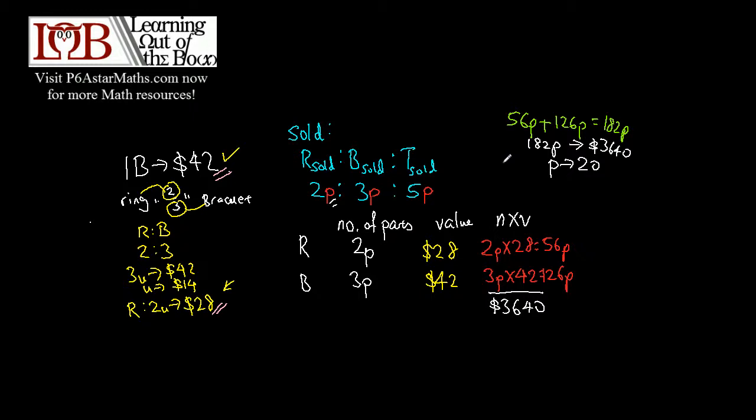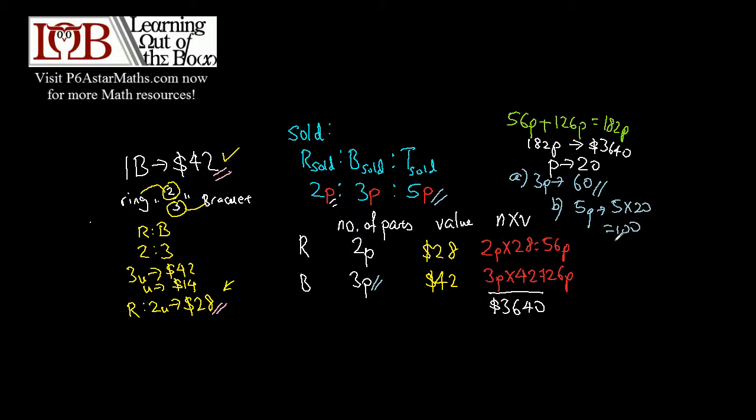So for part A, how many bracelets were sold goes back to here, which is 3p. So for part A, 3p is 3 times 20, which is 60. Okay, for part B, what was the total number of items left unsold? Let's find the total sold, which is 5 parts, which is 5 times 20, which is 100.